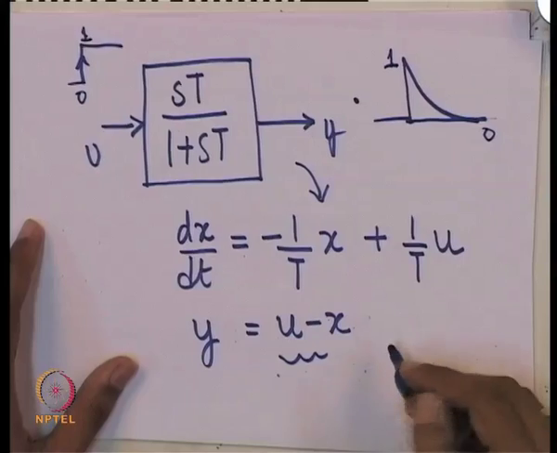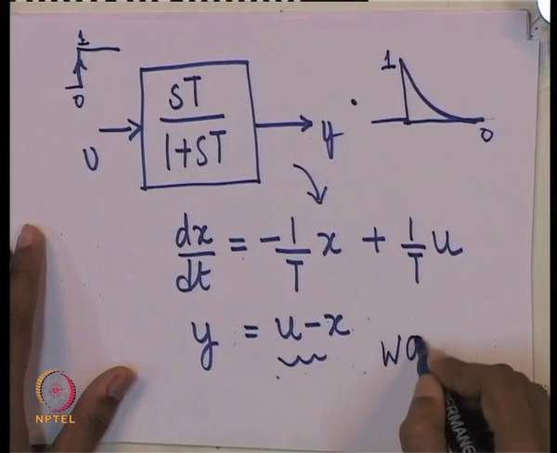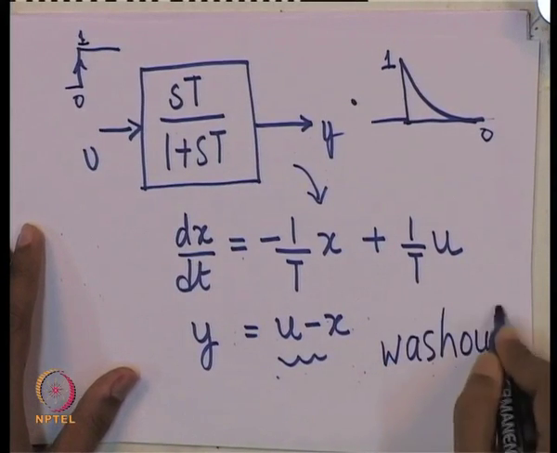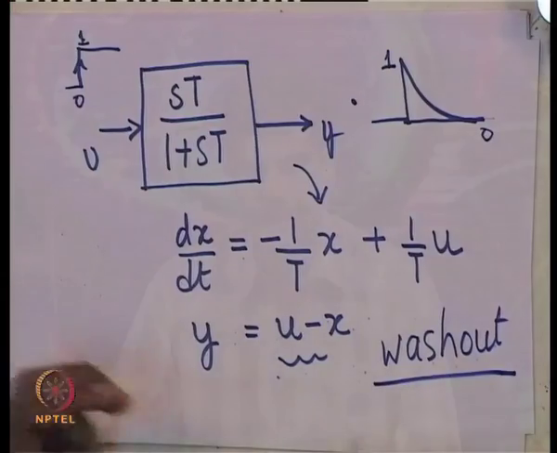So, this is known also as a washout transfer function. It is called a washout transfer function. The characteristic is that it has, in a sense, the characteristic of a high pass filter. It prevents slow changes from going through, but it allows fast changes to go through. Okay? So, its steady state gain is 0, its high frequency gain is 1. And this is the state space representation.